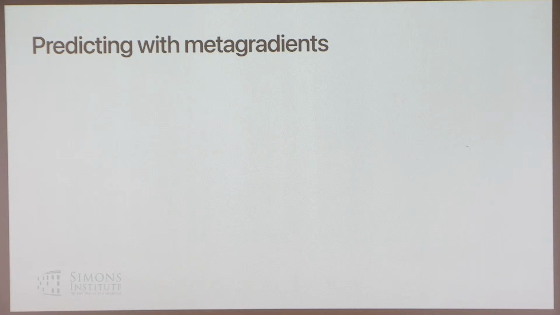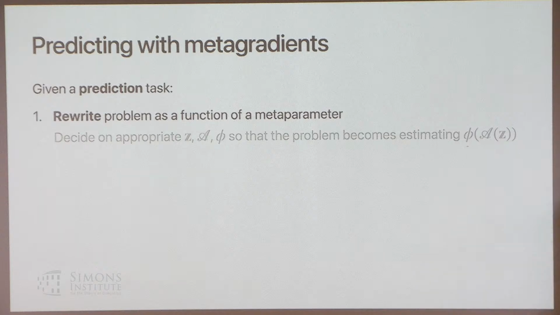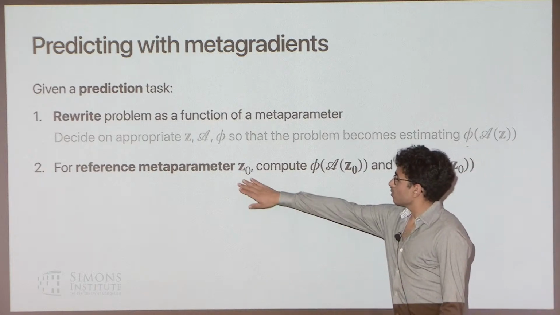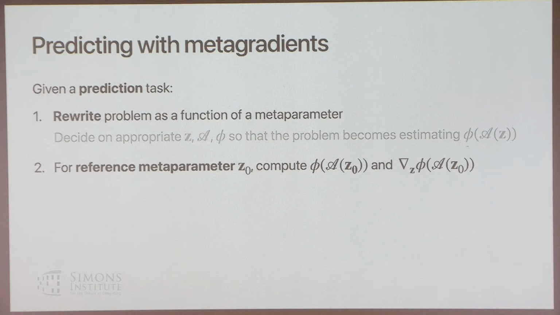Okay, I will go super quickly because I said I would get to the algorithm. So far we've been talking about optimization, and the only point I want to make here is that a very analogous thing holds for prediction tasks. Here again, we're going to rewrite whatever prediction problem we have as a meta-parameter prediction problem. So we're going to pick a z, an a, and a phi. Then our algorithm is going to be this: we pick some z0 that we're going to call a reference meta-parameter.